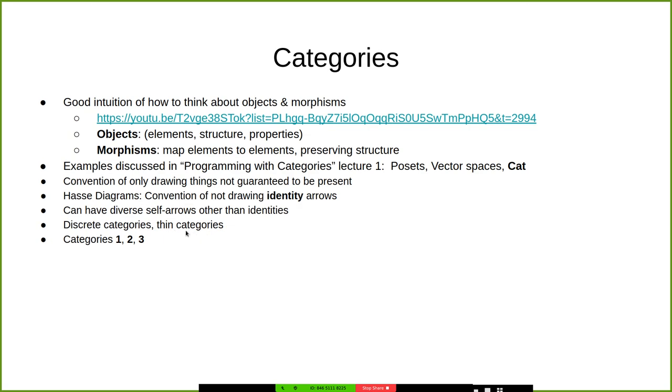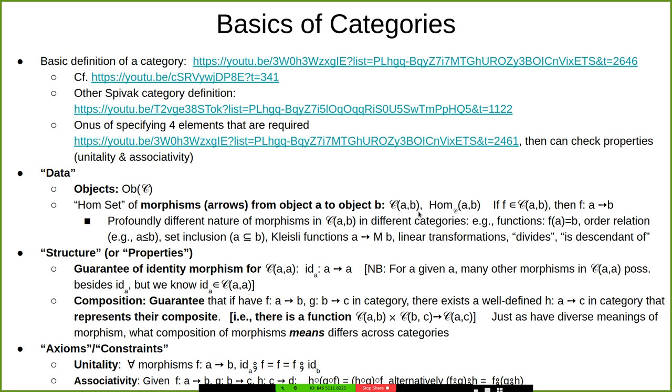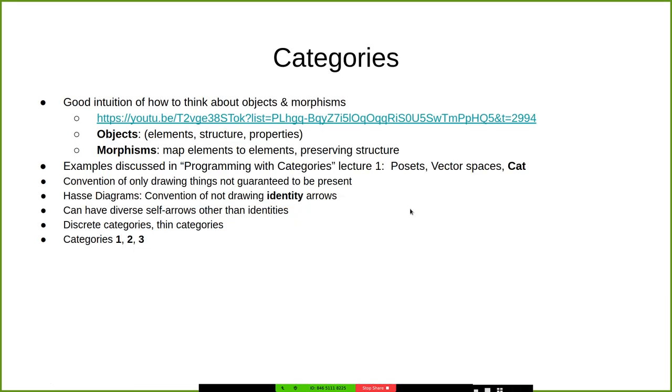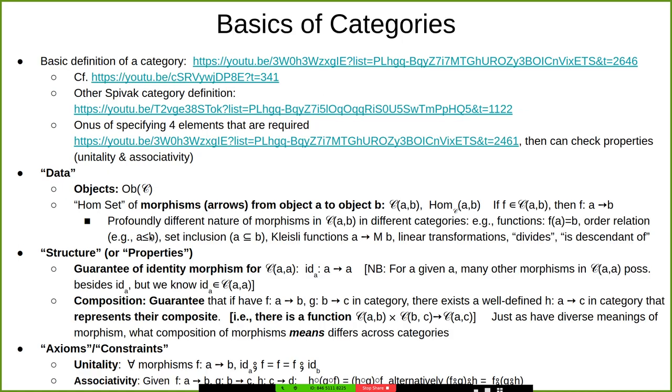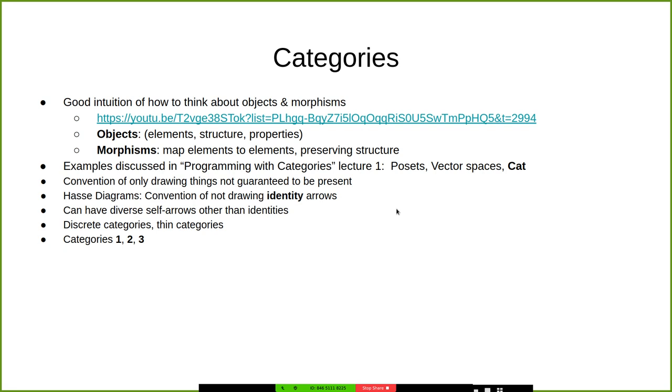I mentioned thin categories, where if we have two objects, A and B, we only have one or zero links between A and B. There's either a link or not. An example of this would be in preorders or posets, where a link between A and B indicates a relation. Is A less than or equal to B? Either it's true, and so there's a link, or it's false, and there's not a link. So here the hom set, the number of morphisms, number of these things called arrows, I'm using that totally interchangeably, between A and B is either 0 or 1. And morphisms from A to A is 1. It's the identity morphism.